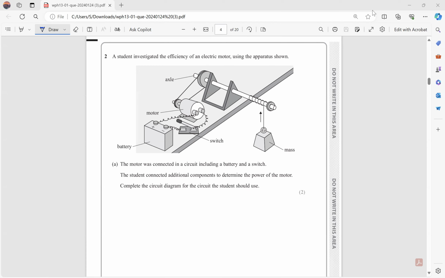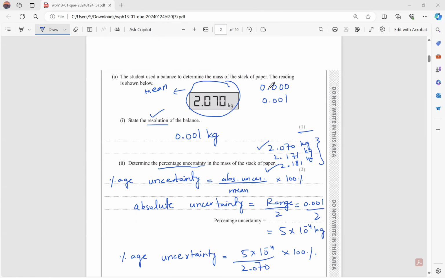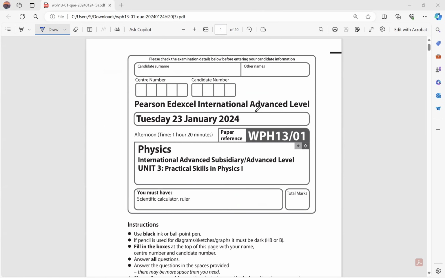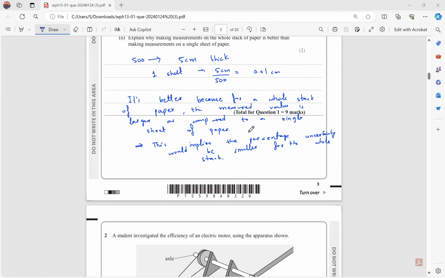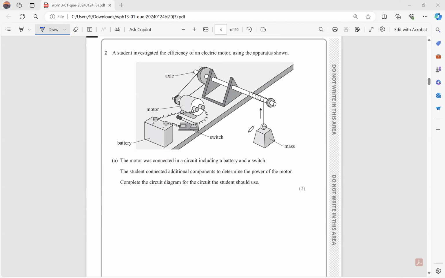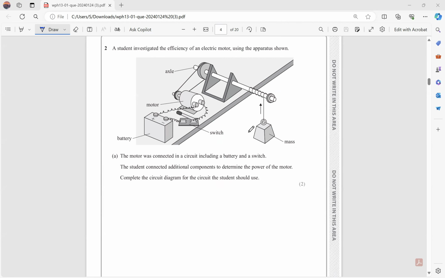Last time we were solving January 2024 paper 3 International Edexcel A levels. The paper code is WPH1301. So today we are going to move on to question 2. If you're looking for question 1, you can check the previous video in the series. Question 2 says a student investigated the efficiency of an electric motor using the apparatus shown.